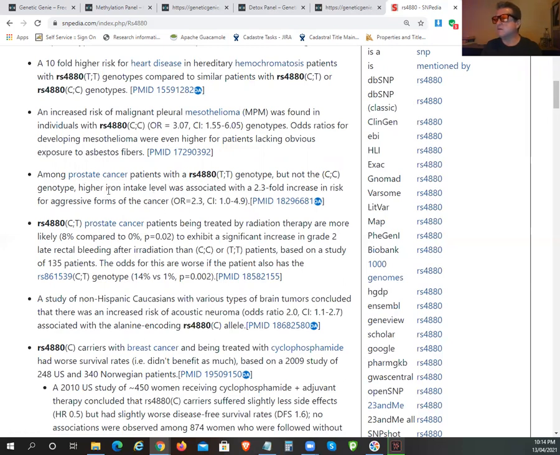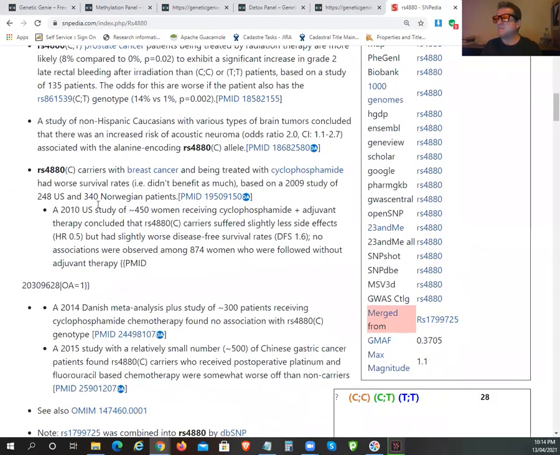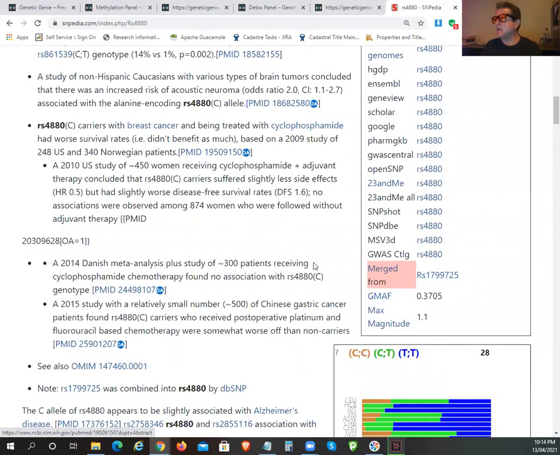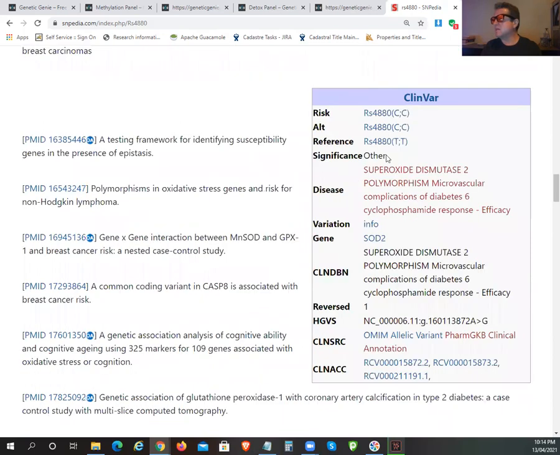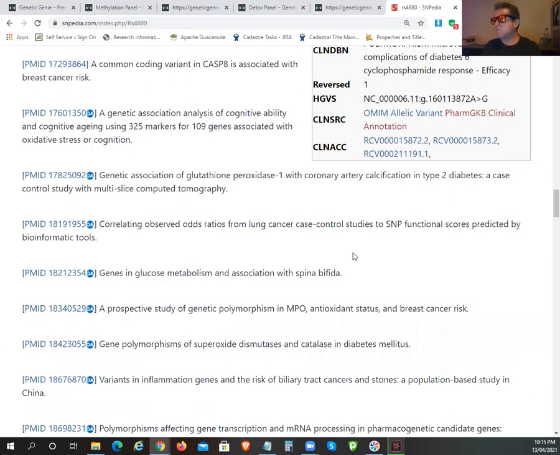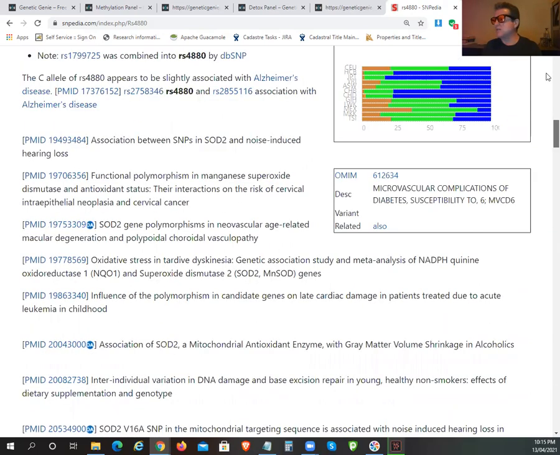So for those with the TT, there was a higher iron intake level associated with a 2.3-fold increase. That's relative risk anyway, so I wouldn't pay too much credence. A lot of these things are, in that regard, as you can see, others in significance. It's not clearly pathogenic in any regard. It's variable, and it just creates certain relative risks. A lot of it is associational in regards to this one.